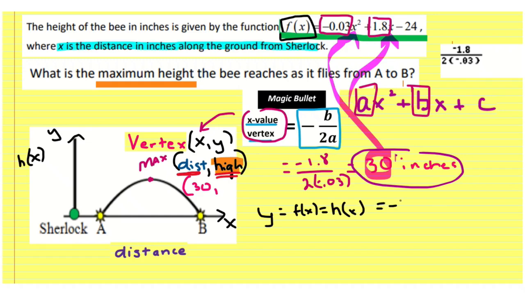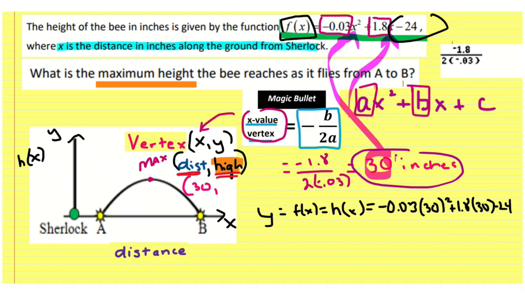We are going to do negative 0.03 times the 30, and that is going to be squared. And then that's going to be plus 1.8 times 30, and then that's going to be minus 24. Let's scoot all that over a little bit here so we can see it a little bit better. Okay, so minus 24.